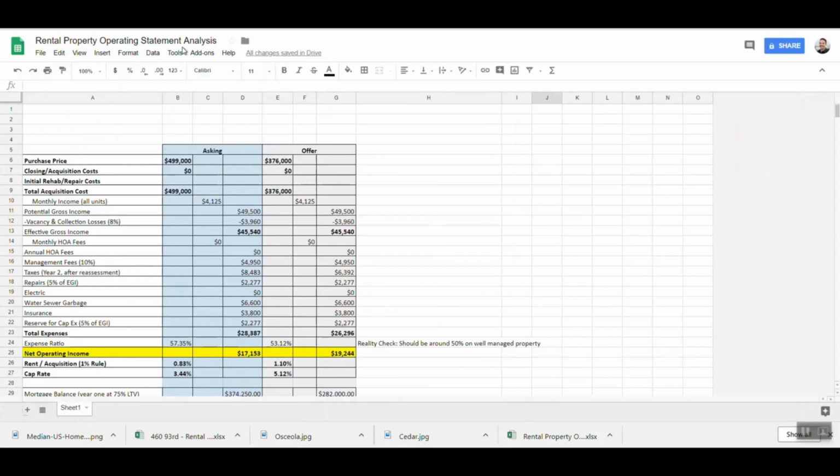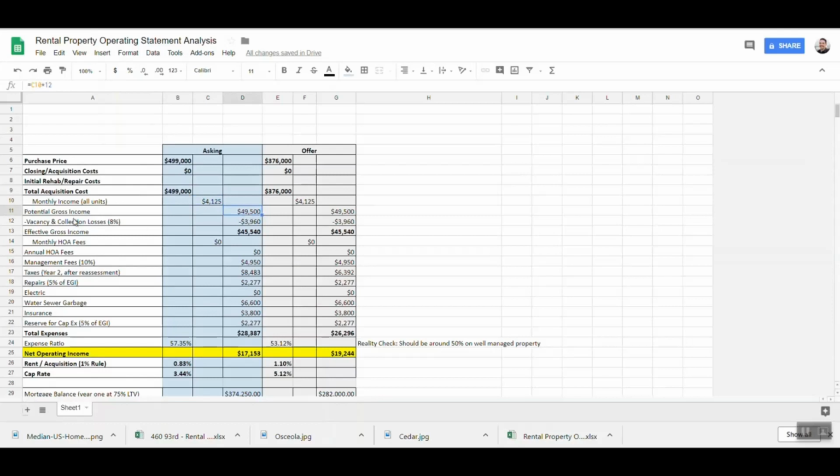So going back to the property we just looked at, the asking price was $499K. In this case, I'm not going to worry about closing costs or repair costs. We're just going to analyze it based on the asking price. And you remember the total monthly income from all units, including the laundry, was $4,125, which gives us that $49,500 number that they used. Now from there, you always need to account for vacancy and collection losses.